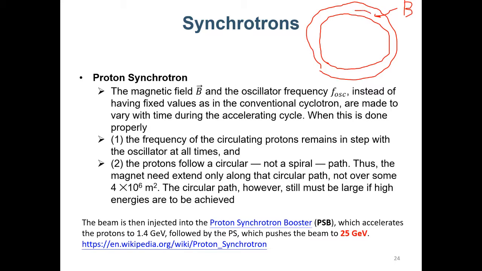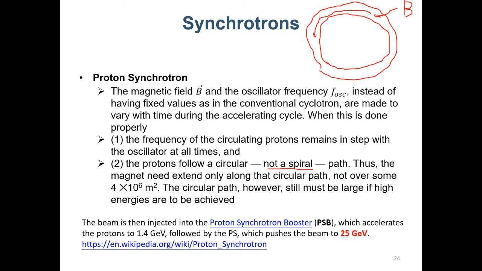It's more complicated, so that the particle always accelerates in this ring rather than on a disk. So in this case, the proton follows a circular, not a spiral path, thus the magnetic field extends only along the circular path, not over the whole area. The circular path, however, still must be large if high energies are to be achieved.